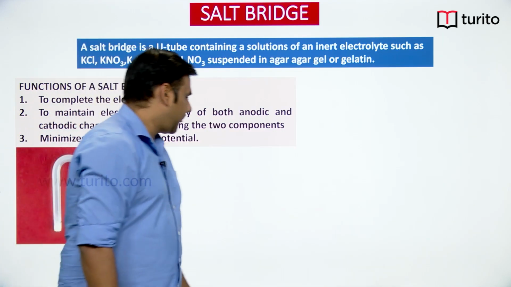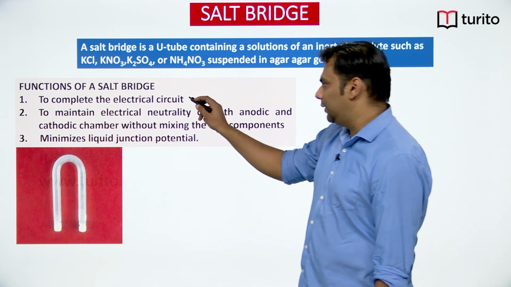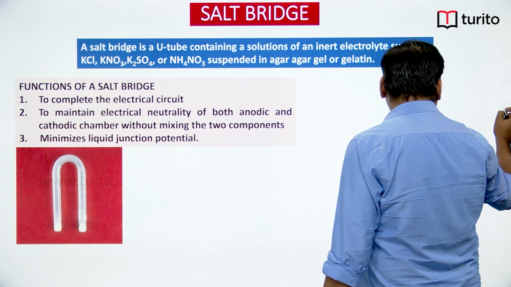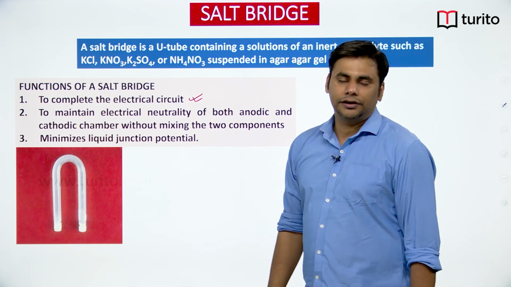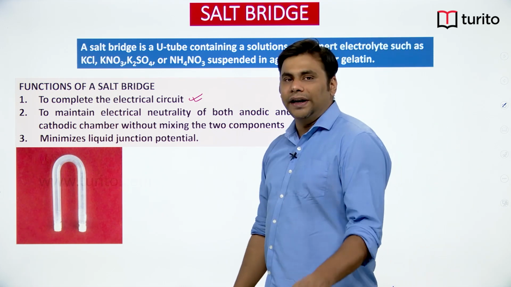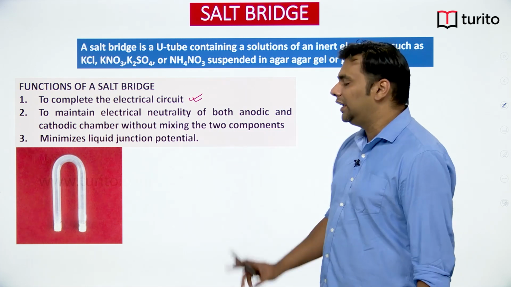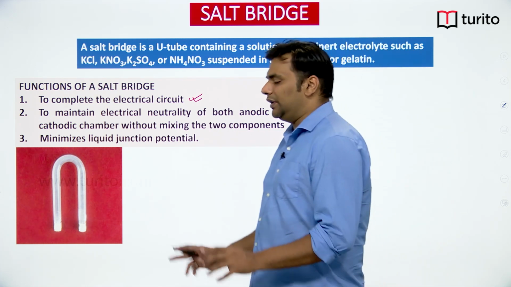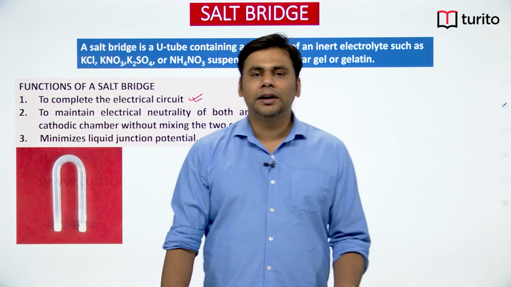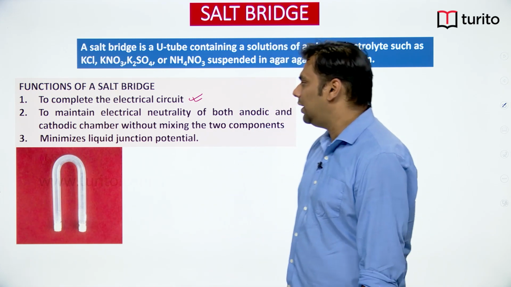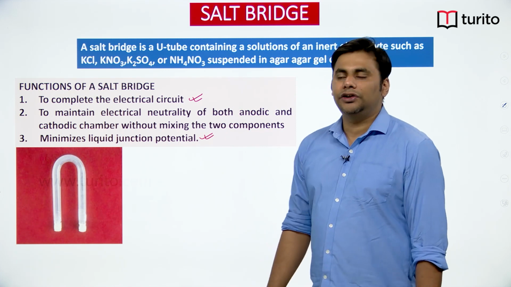So the function of the salt bridge is to complete the electrical circuit. The first point is very important. The second is to maintain the electrical neutrality of both the anodic and cathodic chambers without mixing the two components. So the salt bridge basically pumps out the ions of the electrolyte and neutralizes both the cathodic and anodic chambers. Now the third point is very important: this minimizes liquid junction potential.